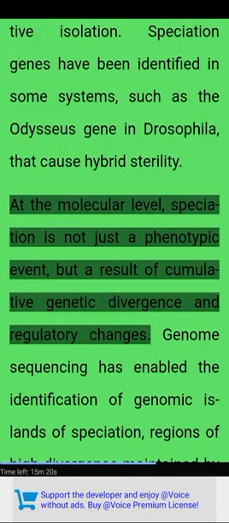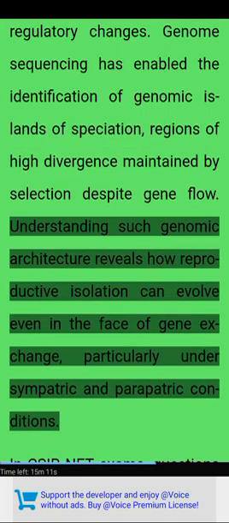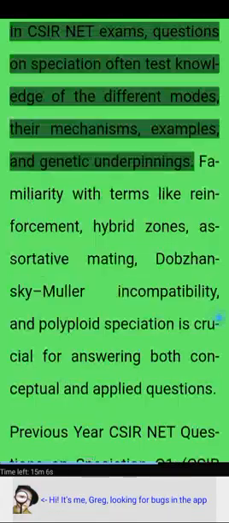At the molecular level, speciation is not just a phenotypic event, but a result of cumulative genetic divergence and regulatory changes. Genome sequencing has enabled the identification of genomic islands of speciation, regions of high divergence maintained by selection despite gene flow. Understanding such genomic architecture reveals how reproductive isolation can evolve even in the face of gene exchange, particularly under sympatric and parapatric conditions.